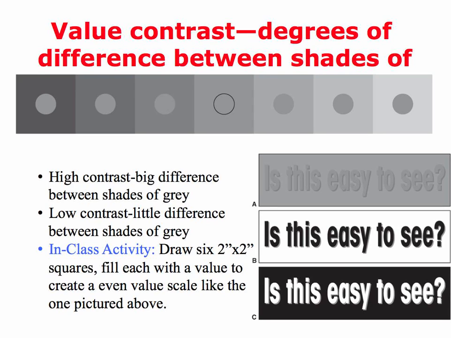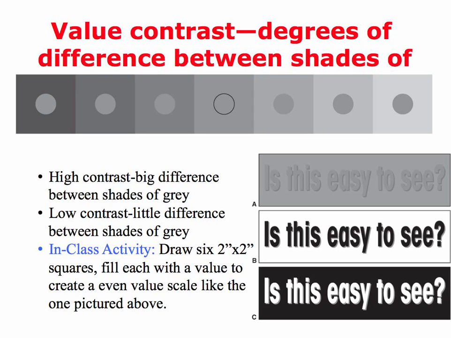So if you look at the examples on the right, letter A is an example of low contrast, where the difference between the gray background and the gray text is very small. It's kind of hard to read. B and C, however, are both examples of high contrast, where the background is white and the text is black, or vice versa. It's a lot easier to read.